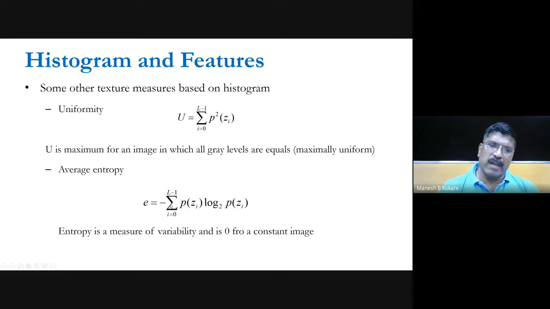So entropy is calculated based on the information and the probability of that pixel intensity. How is it calculated? Summation over i equal to 0 to L minus 1 of p(zi), that is the probability of a pixel having intensity zi, times log to the base 2 of p(zi). In that way you can calculate the entropy. So entropy is a measure of variability and is 0 for a constant image. This value of E will be equal to 0 if the image is constant; otherwise it will be different. So you get the variability of the image from the entropy, right?